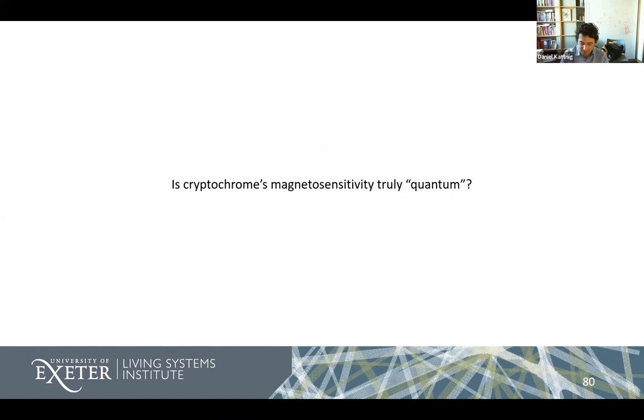Eventually, maybe that's a good topic to close. I could go on for longer, but probably you don't want that. Let me close with this question, namely, is cryptochrome magnetosensitivity truly quantum? In the context of a quantum biology meeting, we must ask what is the source of quantumness in these kinds of processes?